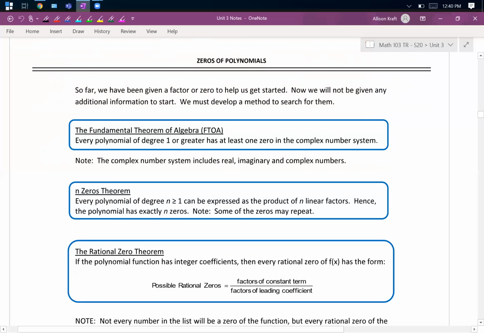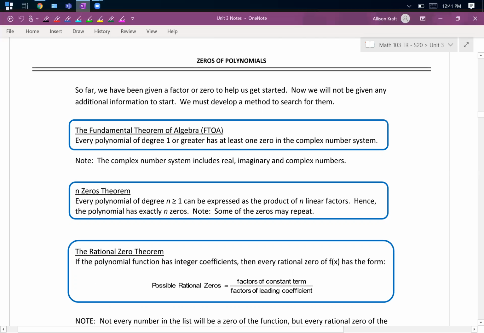Well, a polynomial of degree 1 or greater means that there's a variable involved. Degree 0 is just a constant. Degree 1 is x to the first, so it's something x to the first or higher. So basically, it just means that there's a variable involved. Every polynomial that has a variable has at least one zero in the complex number system.